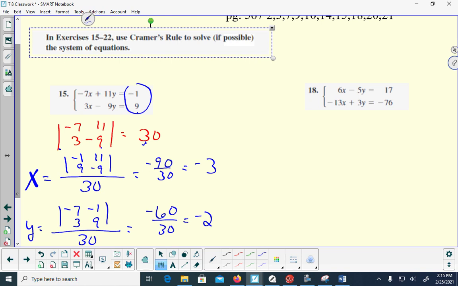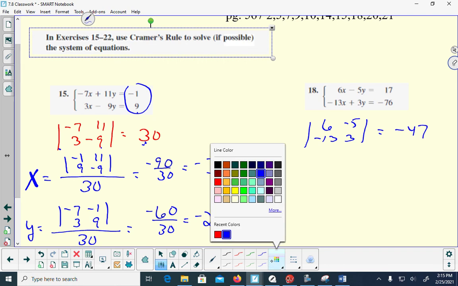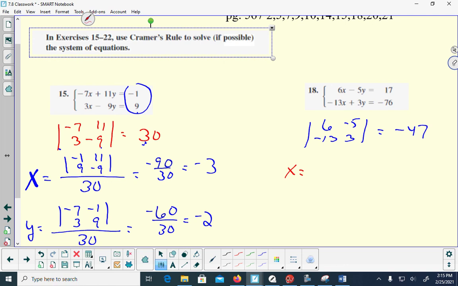Number 18, again, I'm going to fly through this one pretty quick. 6, -5, -13, 3. Those are my coefficients. When I did the determinant of that, I got a negative 47. Then I'm going to use that negative 47 for both the other ones. So when I go to find x, in place of this x column, I'm going to write the answers, which were 17 and negative 76.